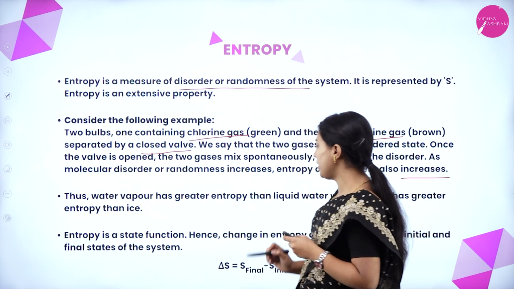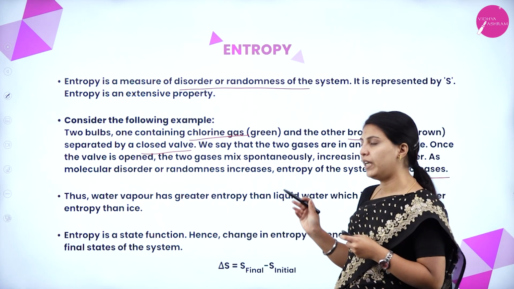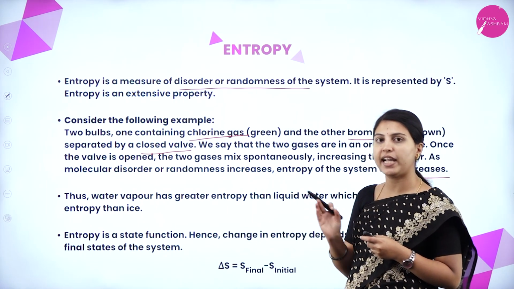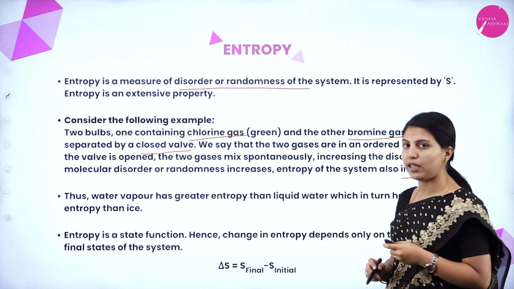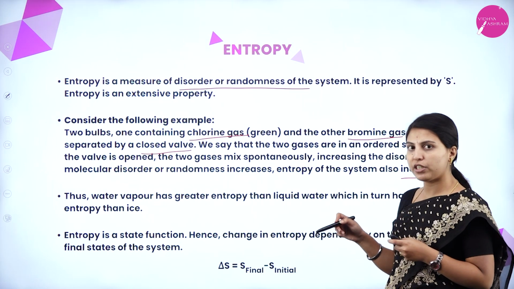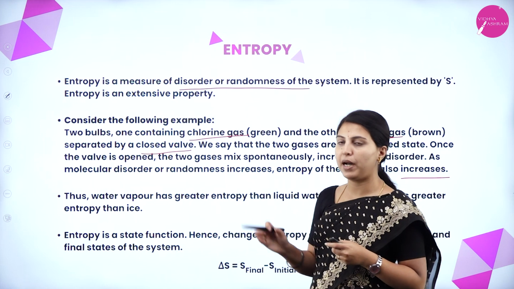Entropy is a state function, hence change in entropy depends only on the initial and final state of the system. It is a state function and it is an extensive property. So, delta S equals S final minus S initial. State function means it depends on the initial state and final state, not on the path.